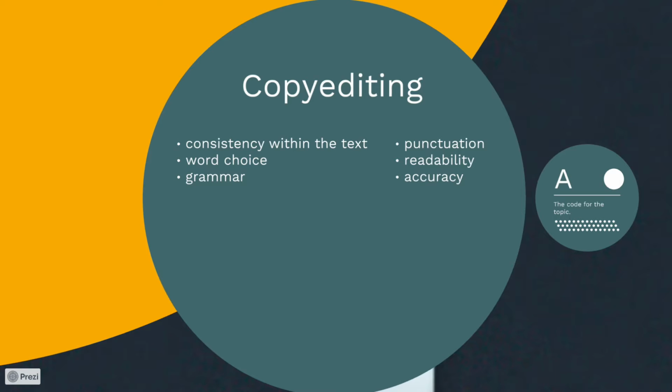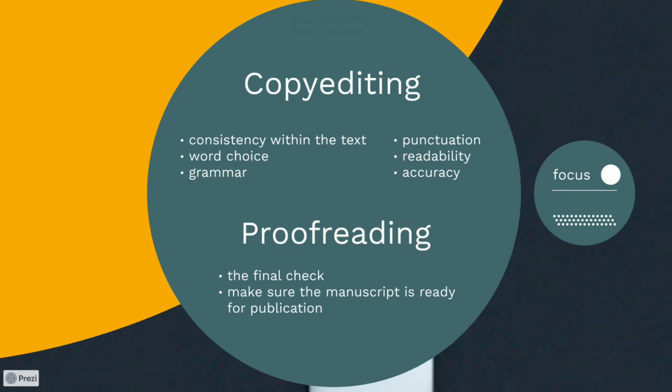This step basically makes sure your book looks and sounds professional and clean. Proofreading is the final check. Like copy editing, proofreading looks for errors in grammar, word choice, and punctuation. This final edit ensures that the manuscript is ready for publication.